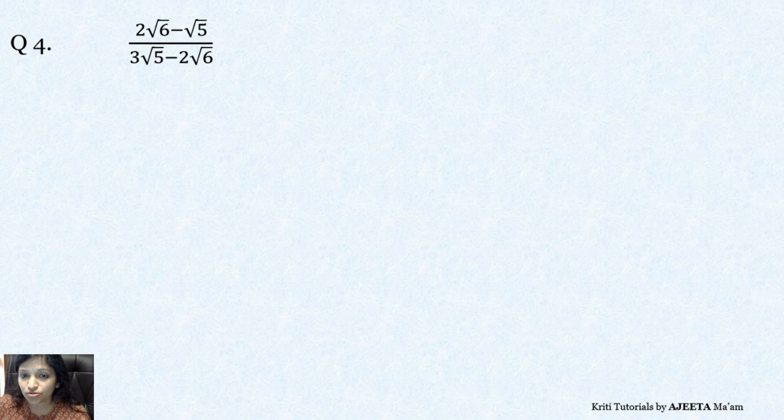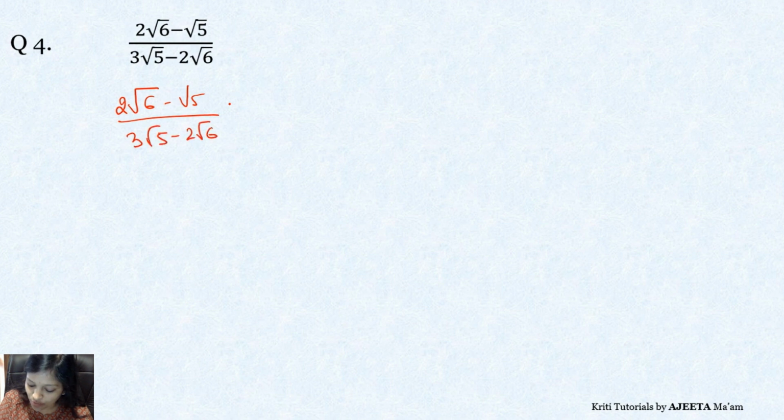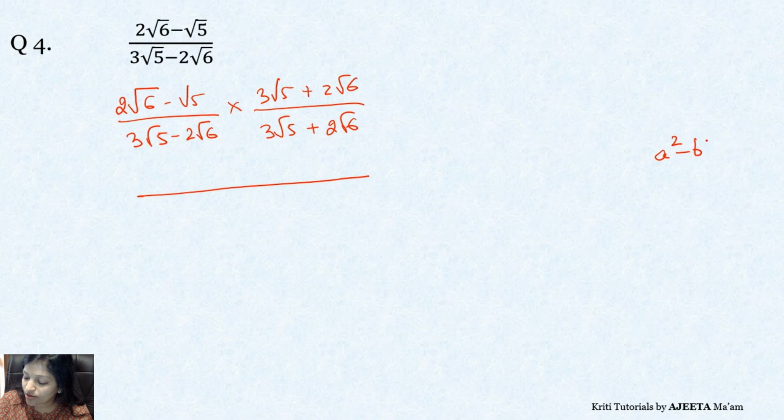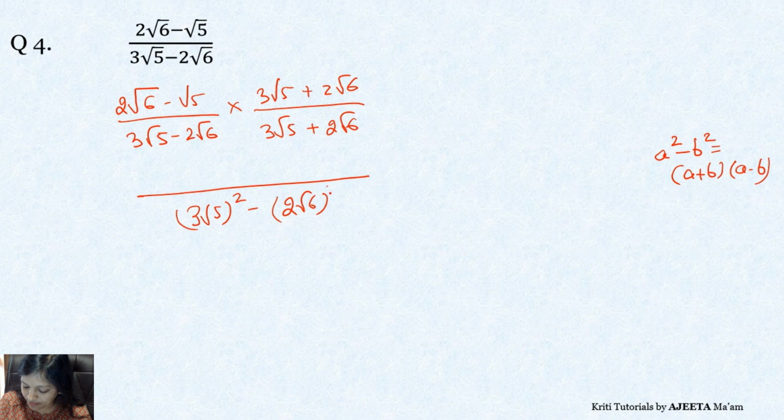Remember. So the next question is 2 root 6 minus root 5 upon 3 root 5 minus 2 root 6. Now let's rationalize it. So we see that in the denominator we have 3 root 5 minus 2 root 6. Now we will rationalize it with opposite sign, that is 3 root 5 plus 2 root 6, right? So now we have to use the identity again for the denominator, that is a plus b, a minus b is a square minus b square, right? So this is very important and it's going to be used for all the questions of rationalization. So we get here 3 root 5 the whole square minus 2 root 6 the whole square.